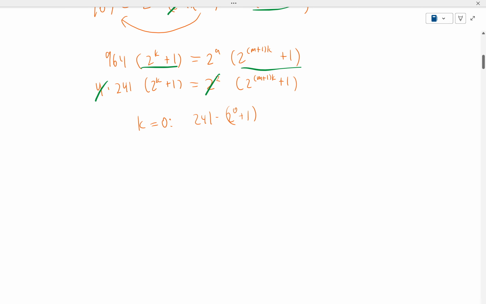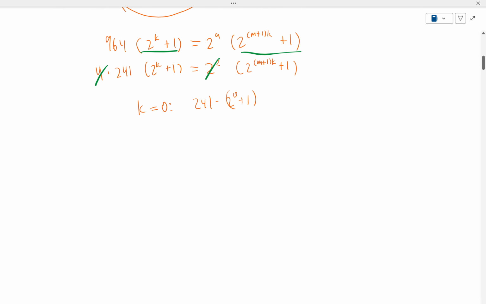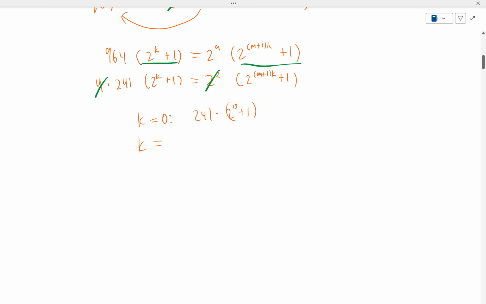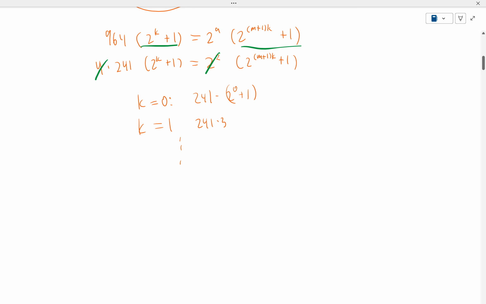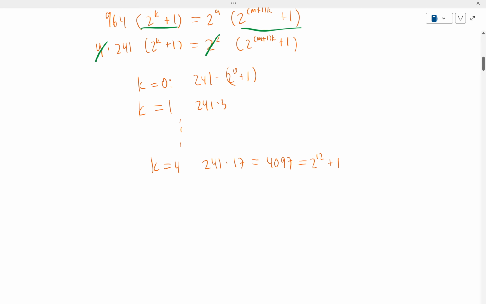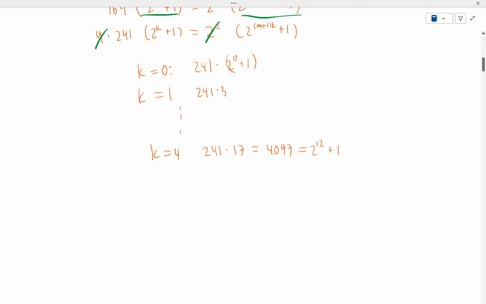Because the right hand side is 2 to something plus 1, it must be 1 more than a power of 2. k equals 1: that's 241 times 3, which is also not 1 more than a power of 2. You can go on until you get k equals 4. You get that 241 times 17 is equal to 4,097, which is equal to 2 to the power of 12 plus 1. So right away, you can assign 241 to this.